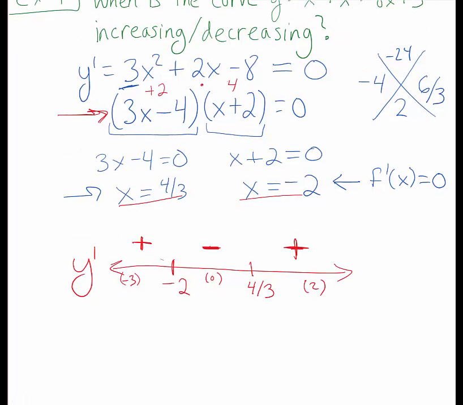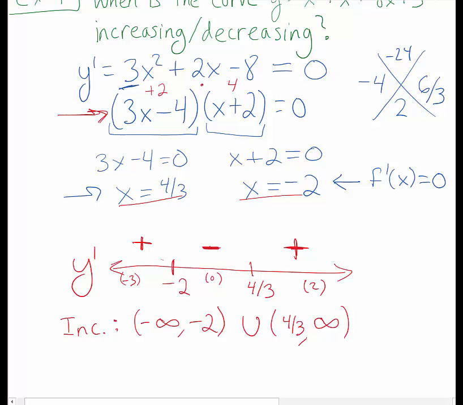So from this analysis, we can say that our graph is increasing from negative infinity to negative 2 union 4/3 to infinity. And the reason that we put parentheses there and not brackets is because the derivative is 0 here. So it's no longer increasing at negative 2. So it increases up to negative 2, but it doesn't include negative 2. And then our graph is decreasing from negative 2 to 4/3.